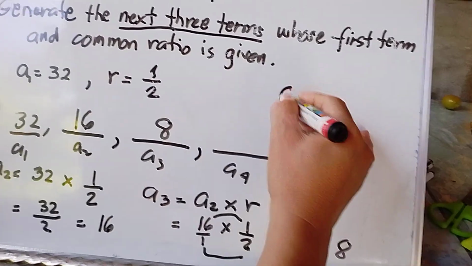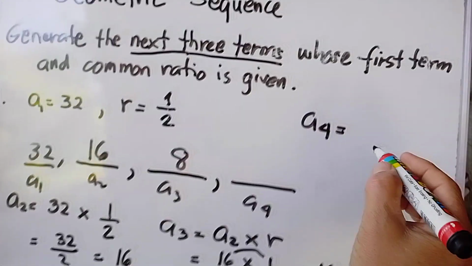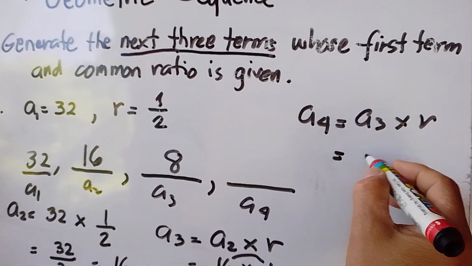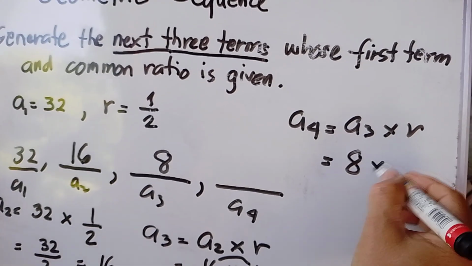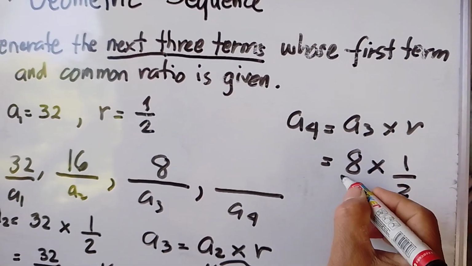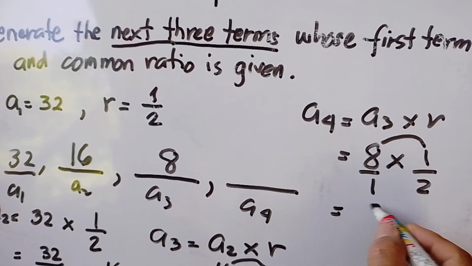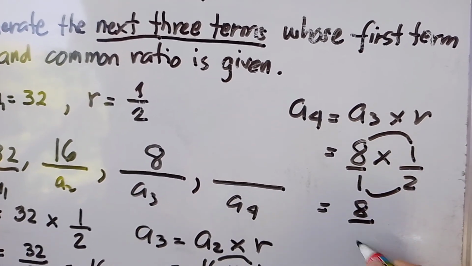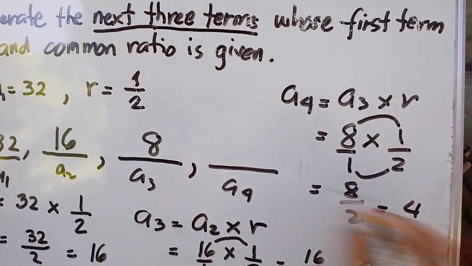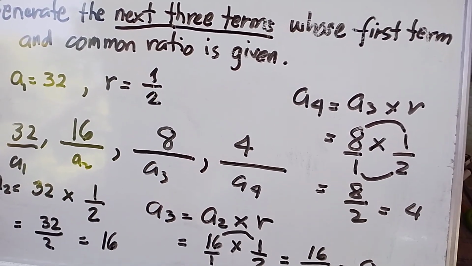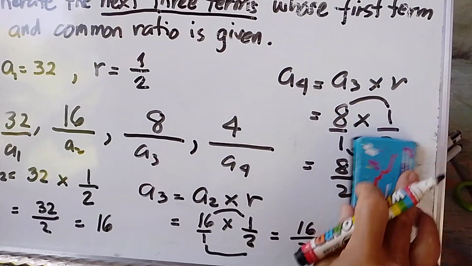Now the next or the last term, a4, this will be a3 times r. So a3 is 8, then times 1 over 2. There is 1 in here. Multiply the numerators. So 8 times 1 is 8, and then 1 times 2 is 2. So 8 divided by 2 is 4. So the last term is 4. Now let's move to number 2.